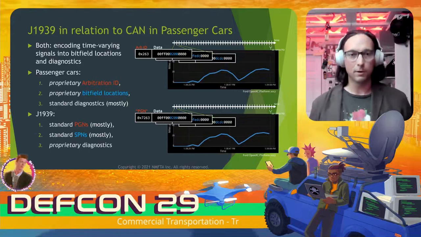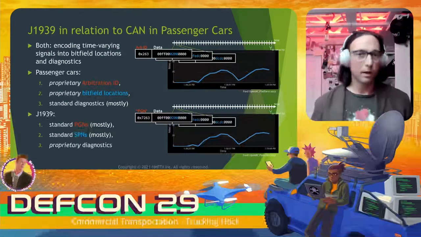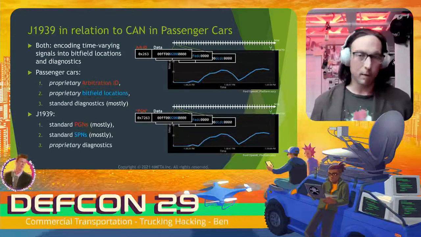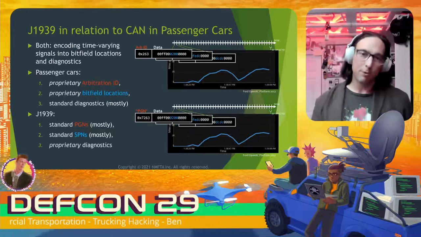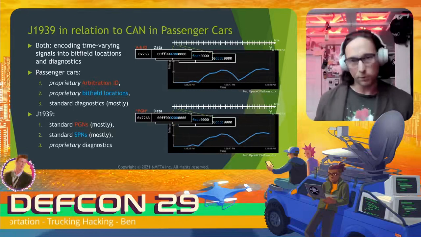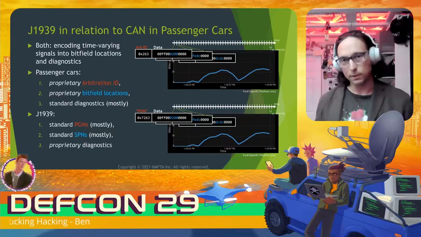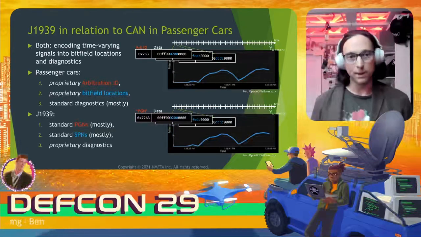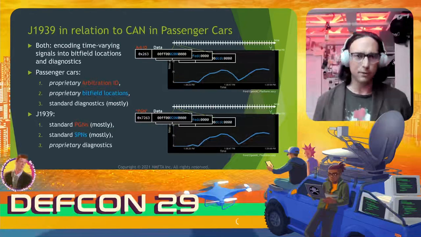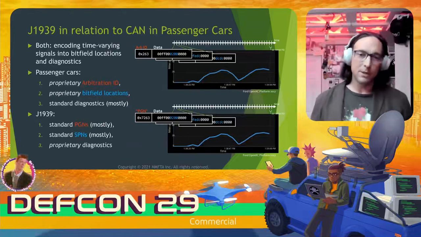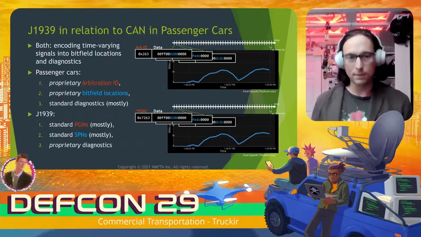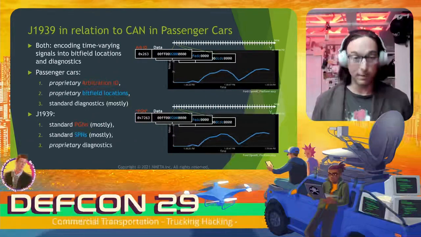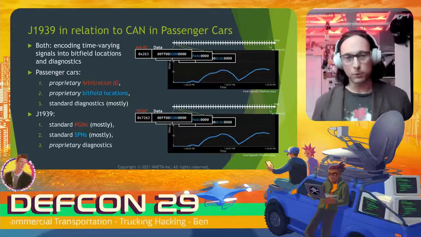In passenger cars, the bit field locations are signals that are identified by these arbitration IDs, and both the arbitration IDs that identify the group of signals and the locations of those signals as they're packed are proprietary information. In J1939, in contrast, PGNs that identify the grouping of signals and the SPNs that identify where they're packed are the standardized parts, in fact, in J1939, for the most part.